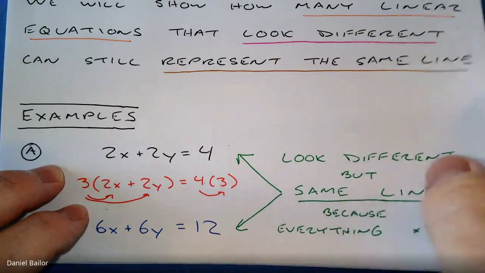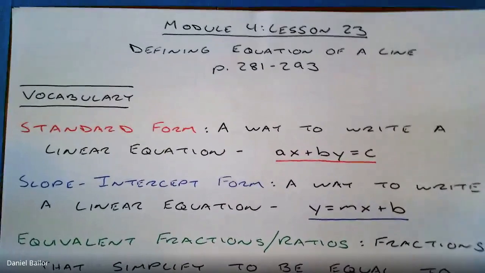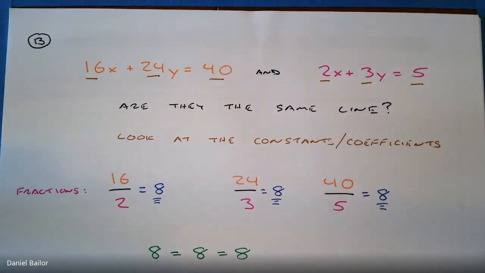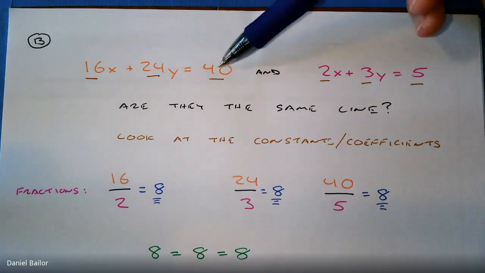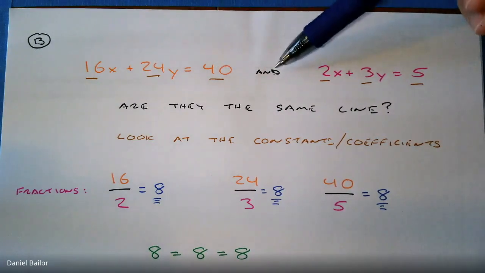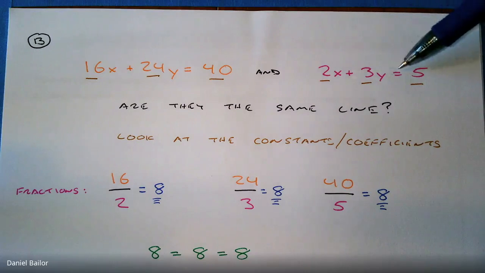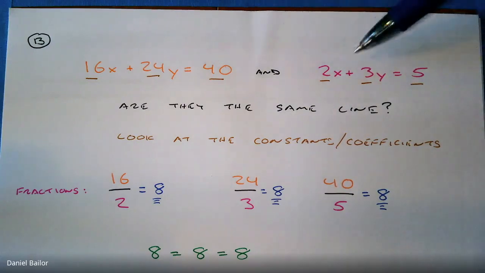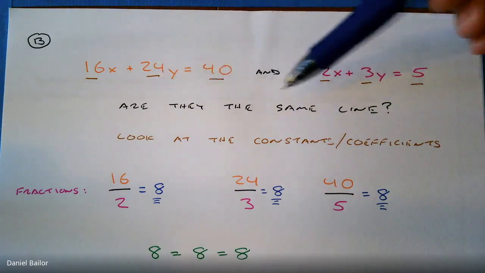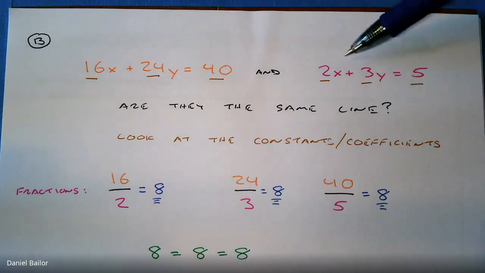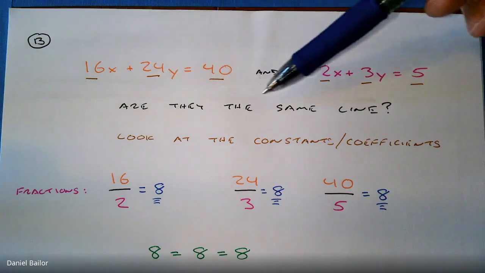Next example I had to do on a different page, so you might need a second page for example B. But here's example B. Example B is kind of an example of how do you check to see if equations are the same line. So right here I have two equations. 16x plus 24y equals 40. That's in standard form. And I have 2x plus 3y equals 5. Two equations that look different, but are they the same line?